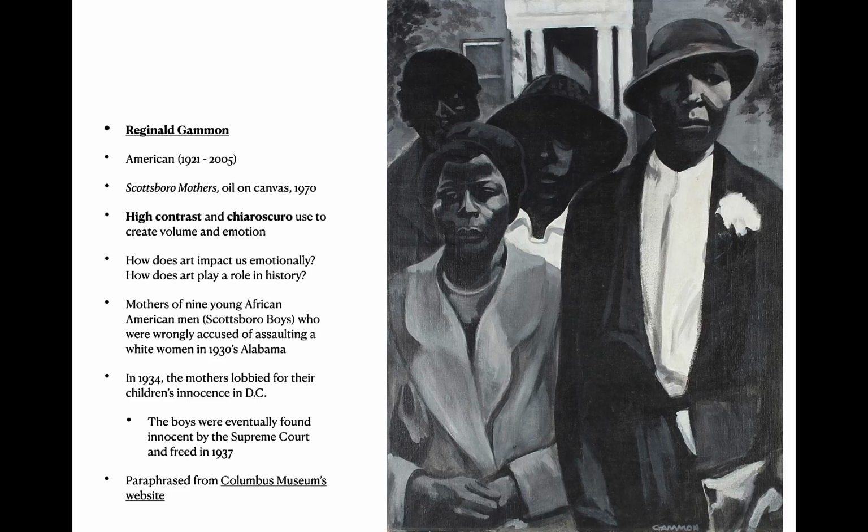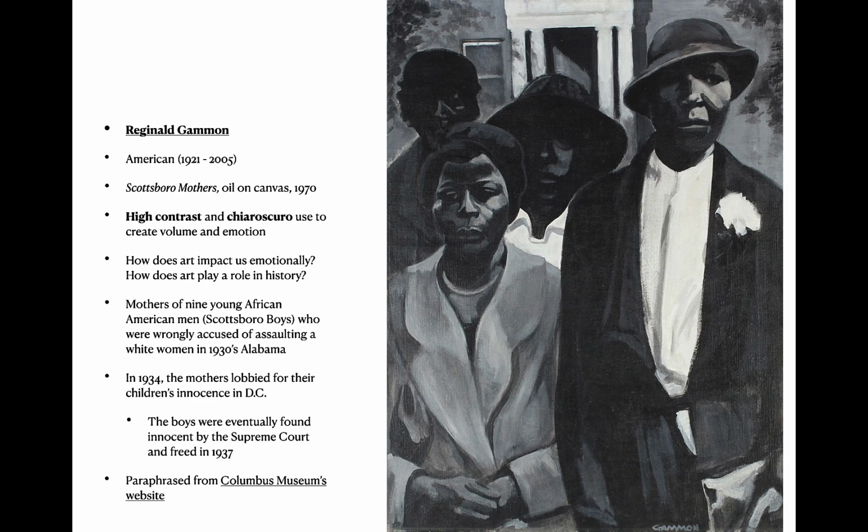This is Reginald Gammon. This is an oil on canvas, which I know is a different medium, but has a lot of high contrast and chiaroscuro, and it's creating both volume and emotion. These characters are a little stylized, like the Kollwitz mother and child character, but they have a little more volume, and it's really bringing us into the scene. These are the Scottsboro Mothers. This is the name of the painting.